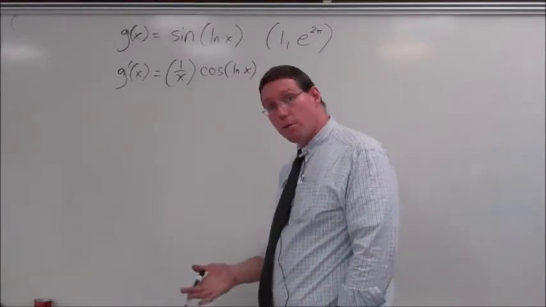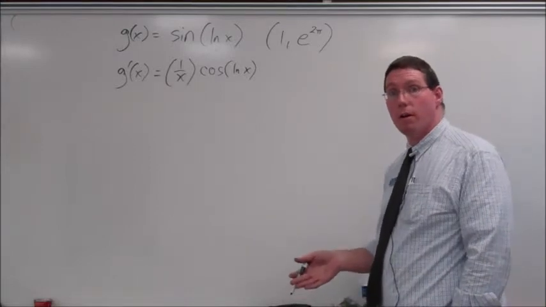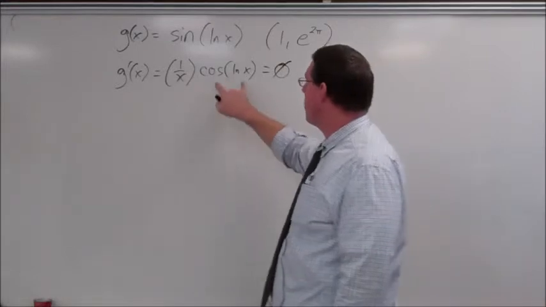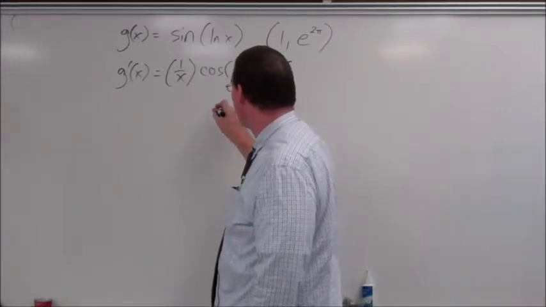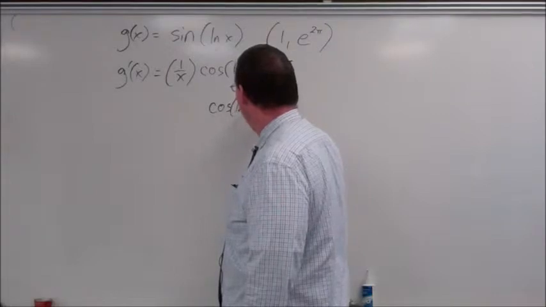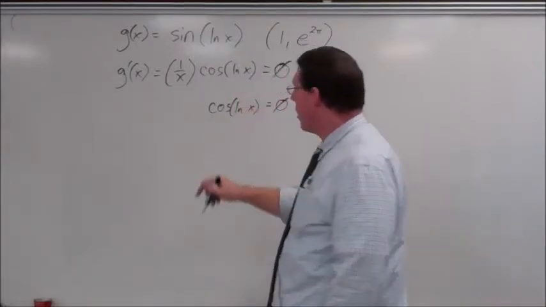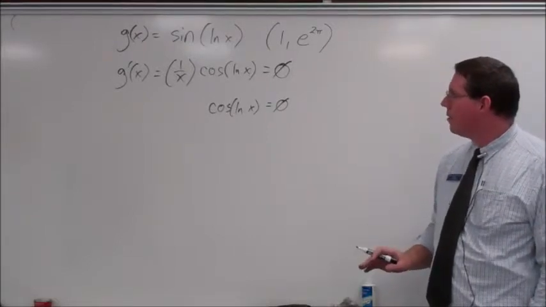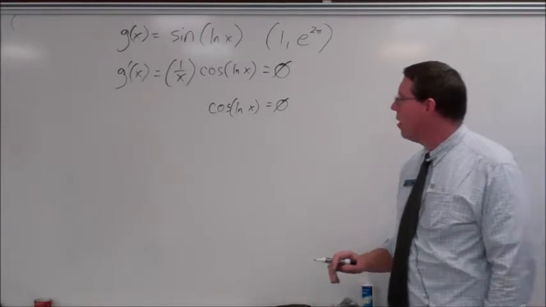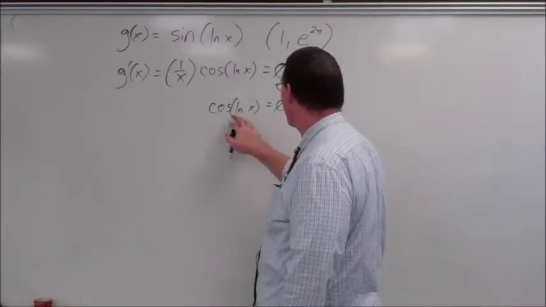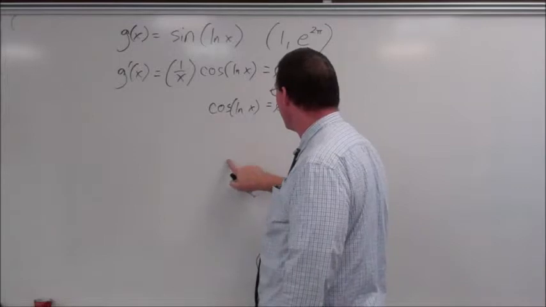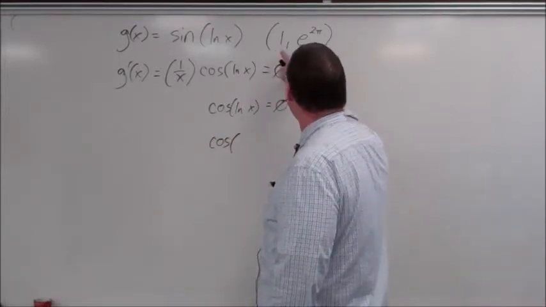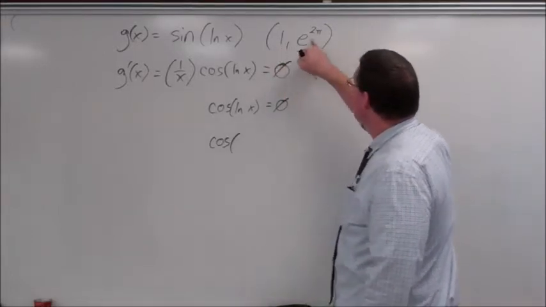Now, like the last problem, you might notice here that 1 over x cannot equal 0. And because it cannot equal 0, it cannot cause the whole thing to equal 0. The only way this is going to equal 0 is if cosine of natural log of x equals 0. That is going to identify our critical points. So the question here is: what could cause cosine of the natural log of x to equal 0?